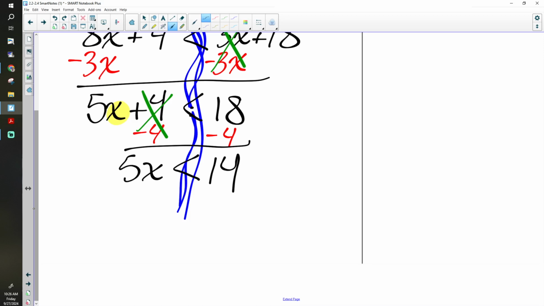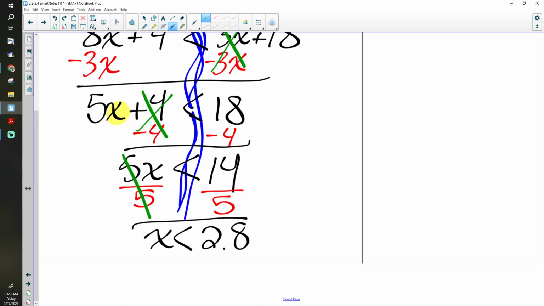All that's left is to split up the gang, to divide by both sides. Now, we divided by 5. Do I need to flip? Only if it's negative, and 5 is not negative. So we get to keep it the same. So x is less than 2.8.